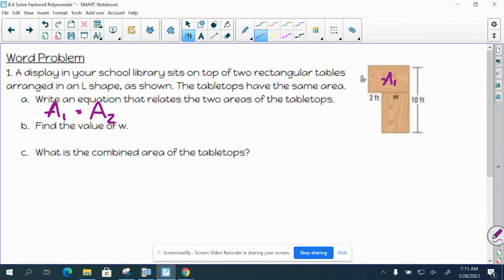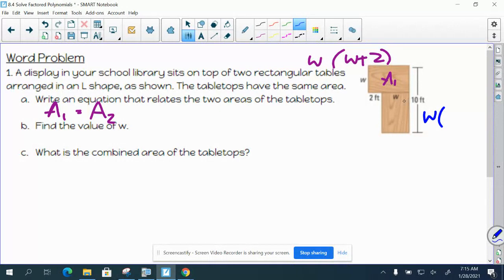So let's think about what the length and the width would be for the first tabletop. The length is W plus 2, and then the width is W. So I'm going to multiply that like this, monomial times binomial. And then for the other one, the width is W, or the length. Width and length can really be interchangeable. It doesn't matter too much.